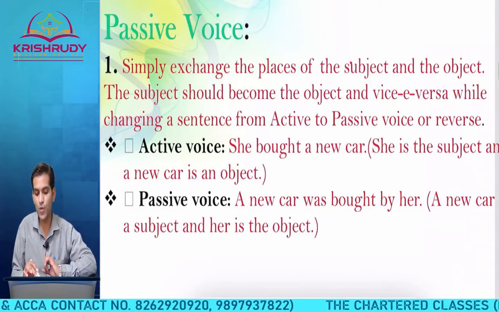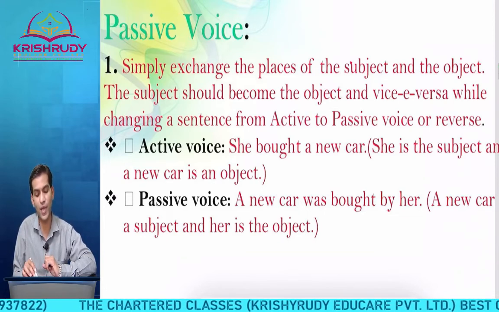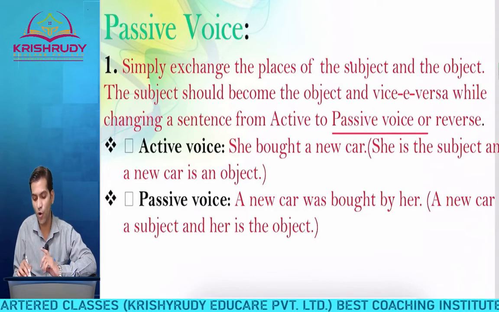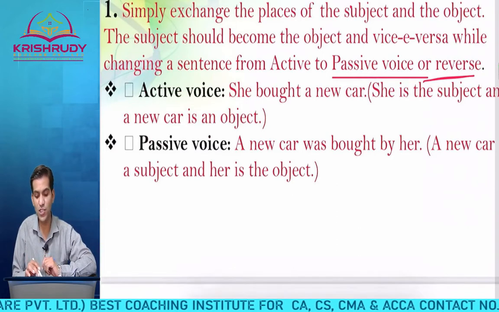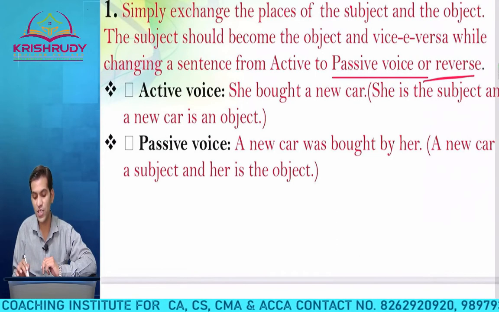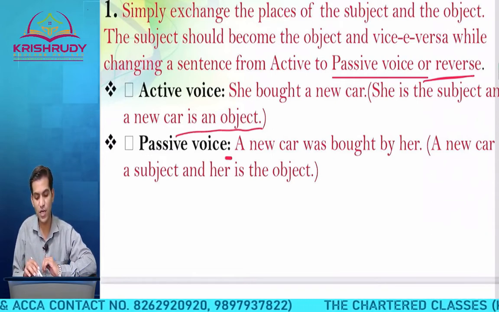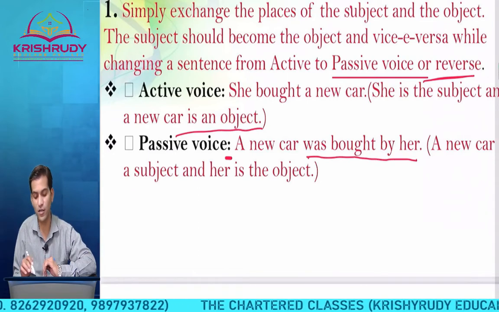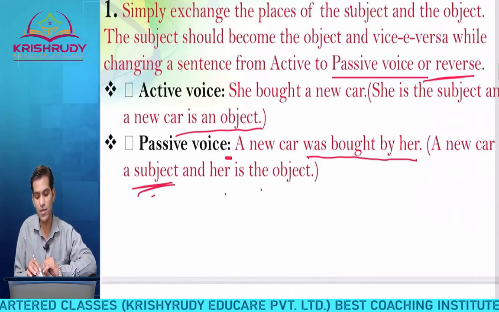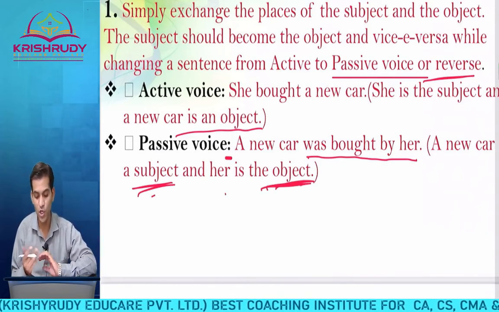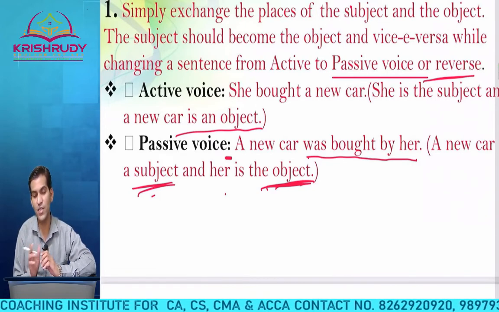The subject should become the object and vice versa, while changing a sentence from active to passive, or the reverse, meaning passive to active. Now here you can see the active sentence: she bought a new car. She is the subject and a new car is the object. Passive voice: a car was bought by her. A car is the subject and her is the object here. So this is the very common difference between an active sentence and a passive sentence.